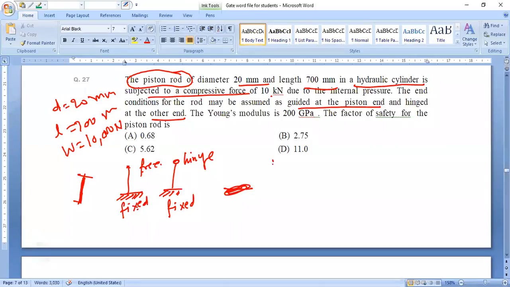And one more condition is where both the ends are hinged. There is a hinge here and a hinge here also. So it is the hinged condition. And one more condition is there.